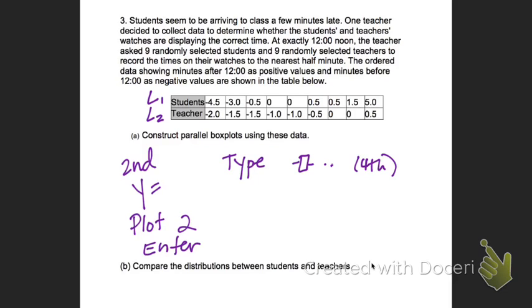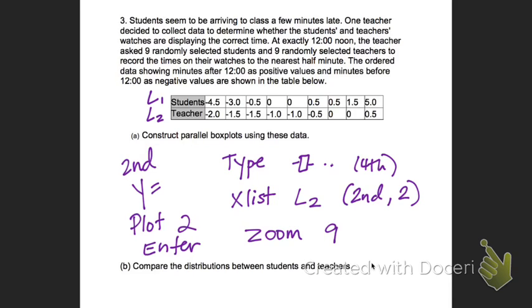And then I want you to change your X list to be L2. So in order to type in L2, you're going to hit second 2. When you hit second 2, the L2 should show up. Once you have that typed in, hit zoom 9. And you should have 2 box plots stacked. You see them?